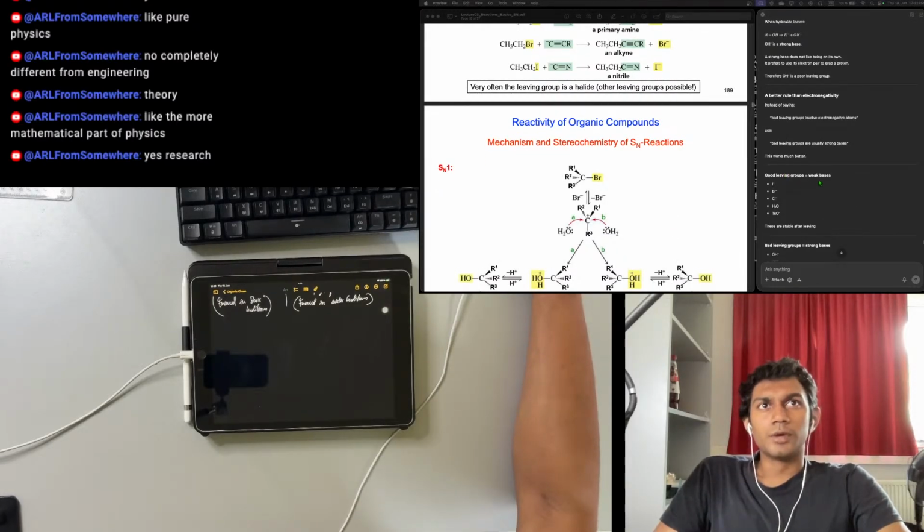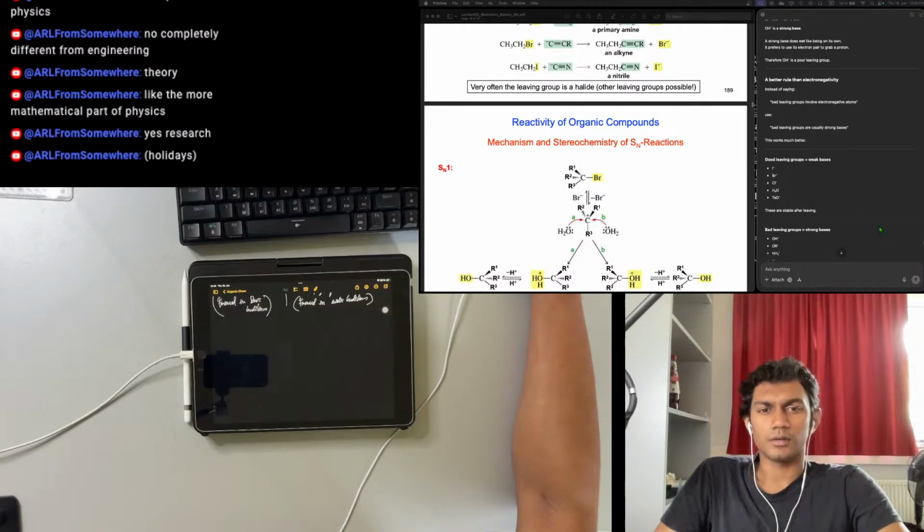Good leaving groups equal weak bases. They are stable after leaving.